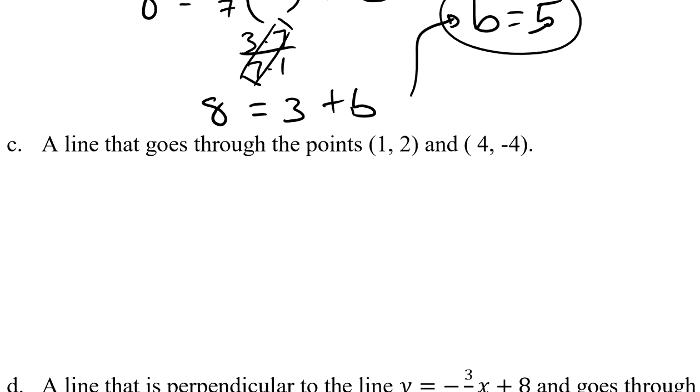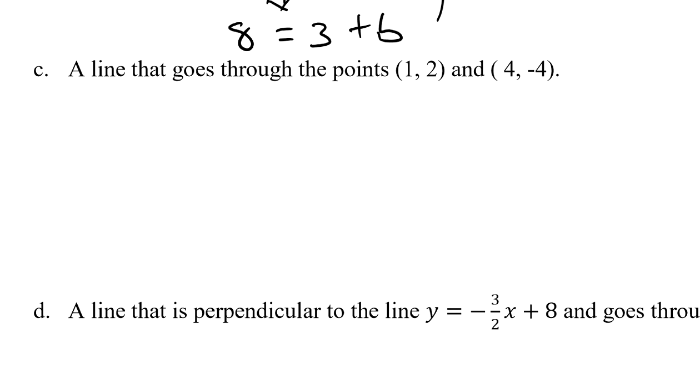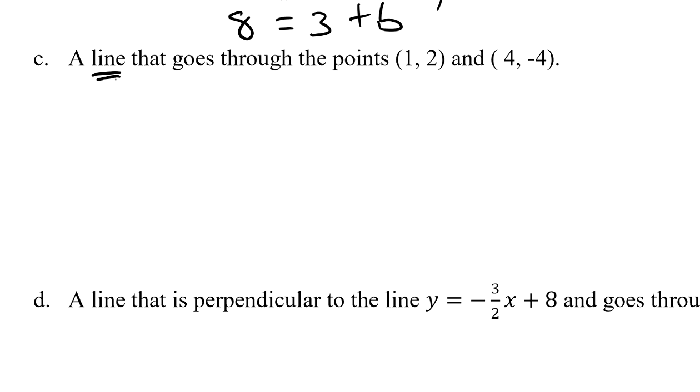Now on part C, we're given neither parameter. We don't know the slope and we don't know the y-intercept. What we're given here are two different points. Fortunately, with 2 points and knowing that it is indeed a line, we can figure out our slope, and that's what we're going to do. Our slope, if you'll recall, is how much y changes divided by how much x changes.